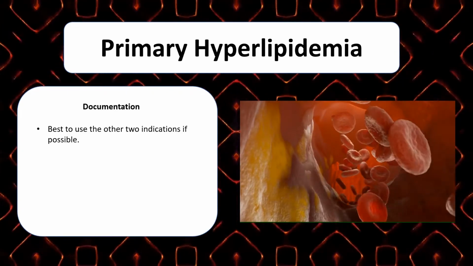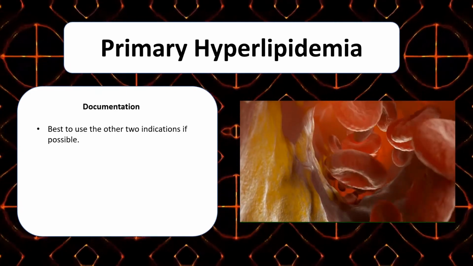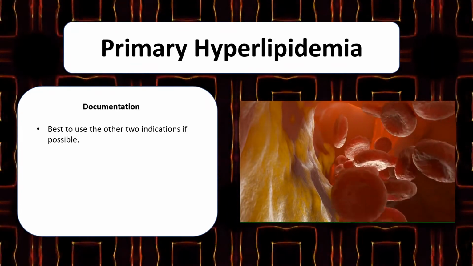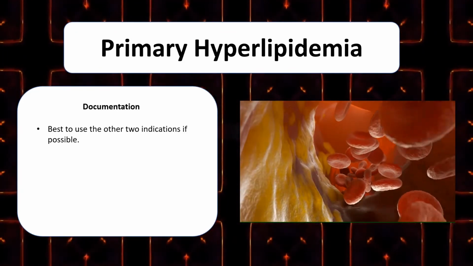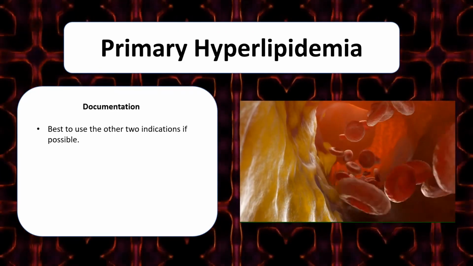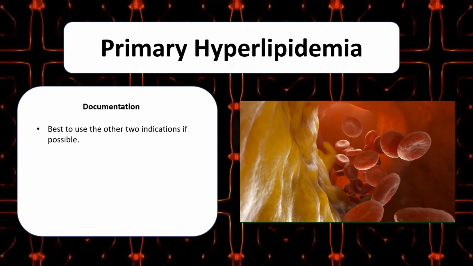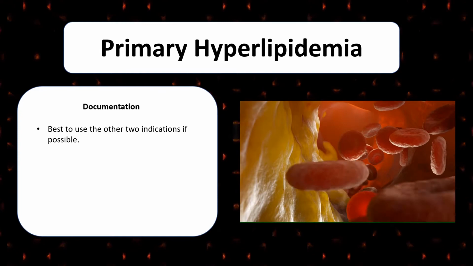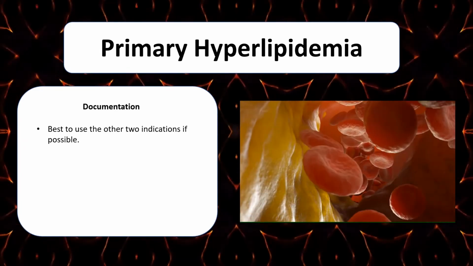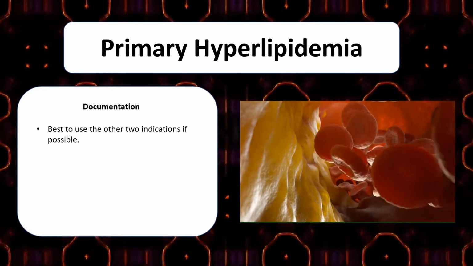It's sort of a diagnosis of exclusion, so that is part of the problem. There's not really a set criteria of who is considered to have primary hyperlipidemia, and that's why generally you want to avoid it if at all possible. But if you are going to go down this route, make sure it's clearly documented.